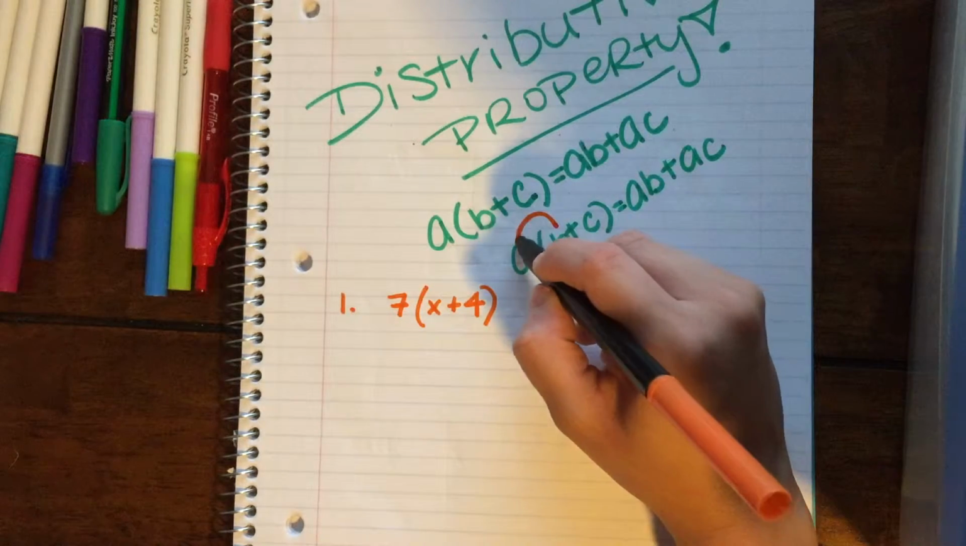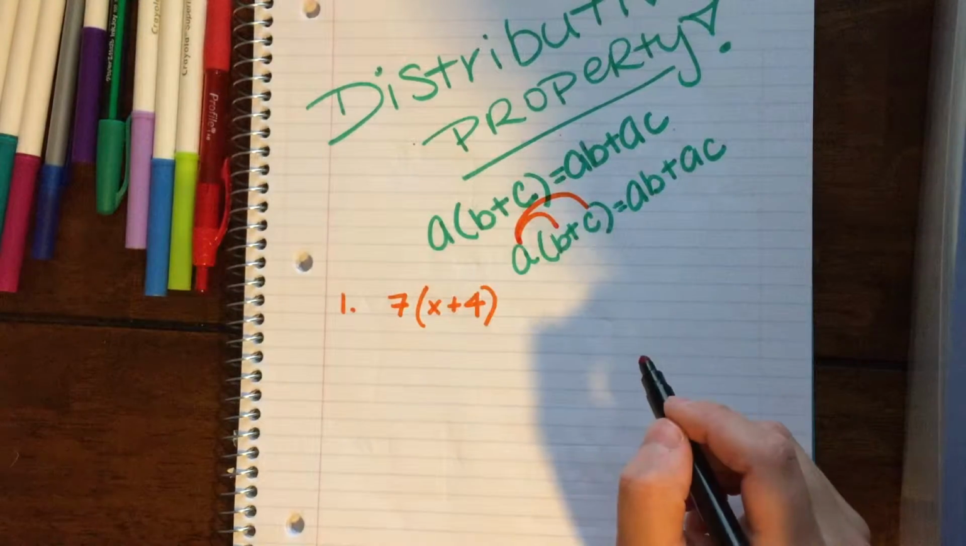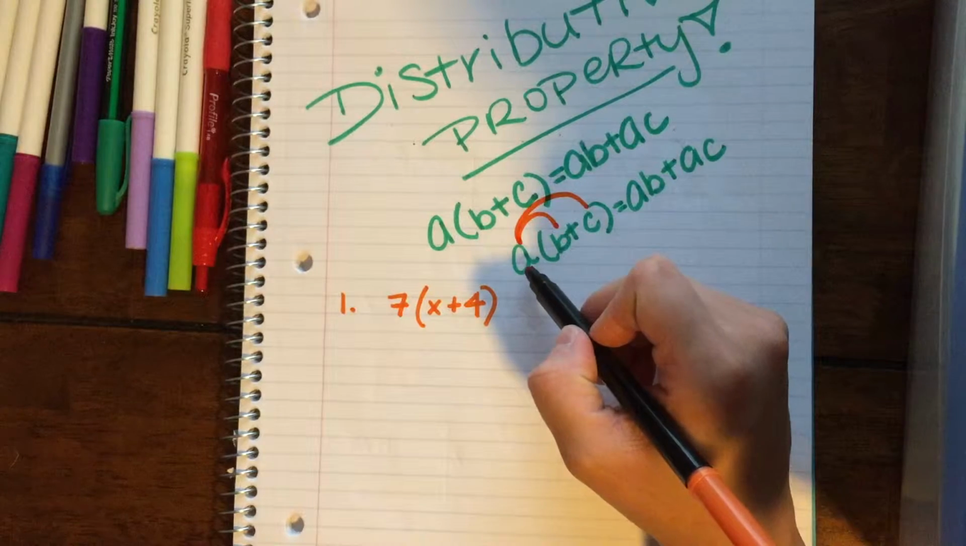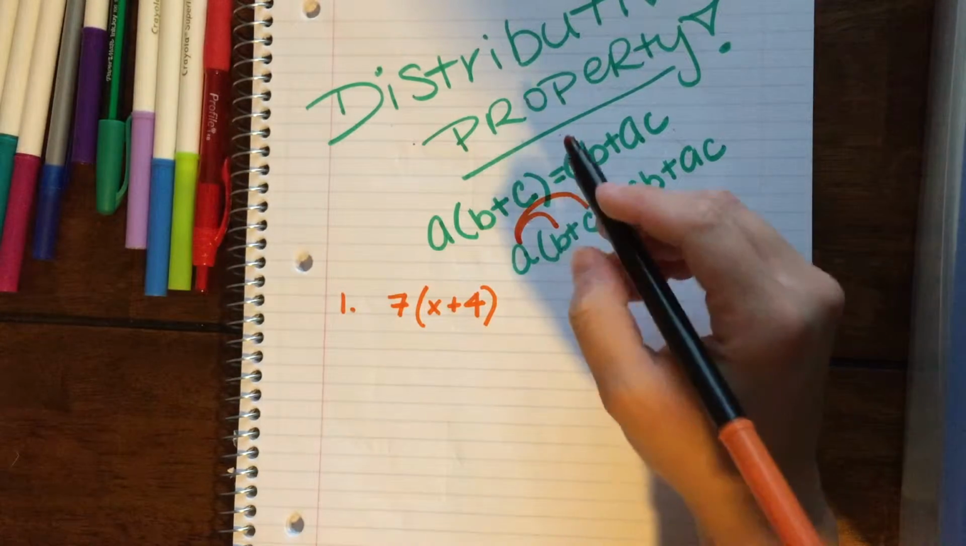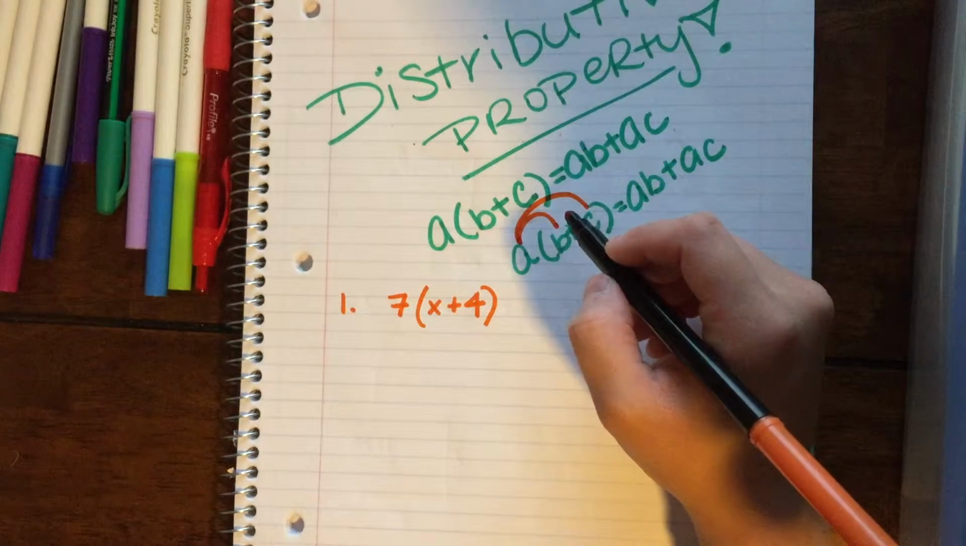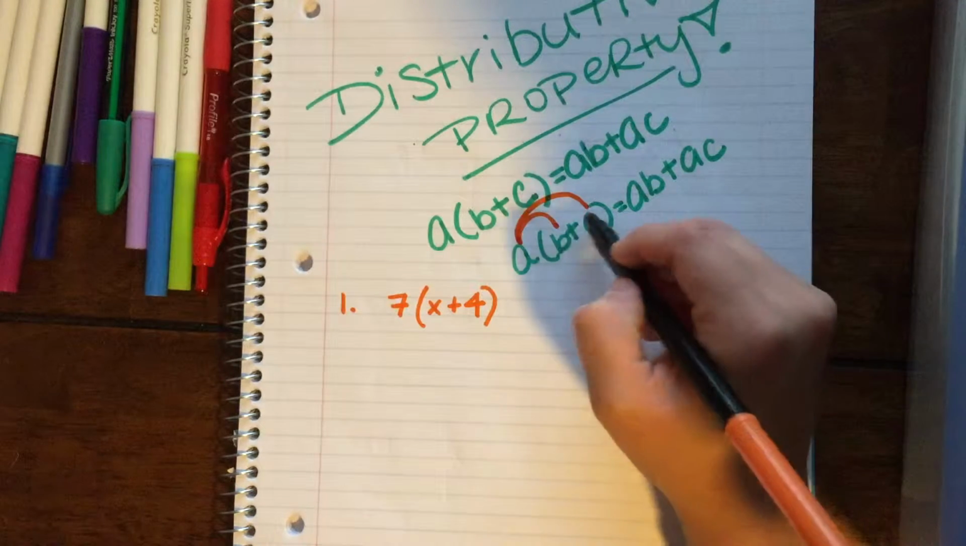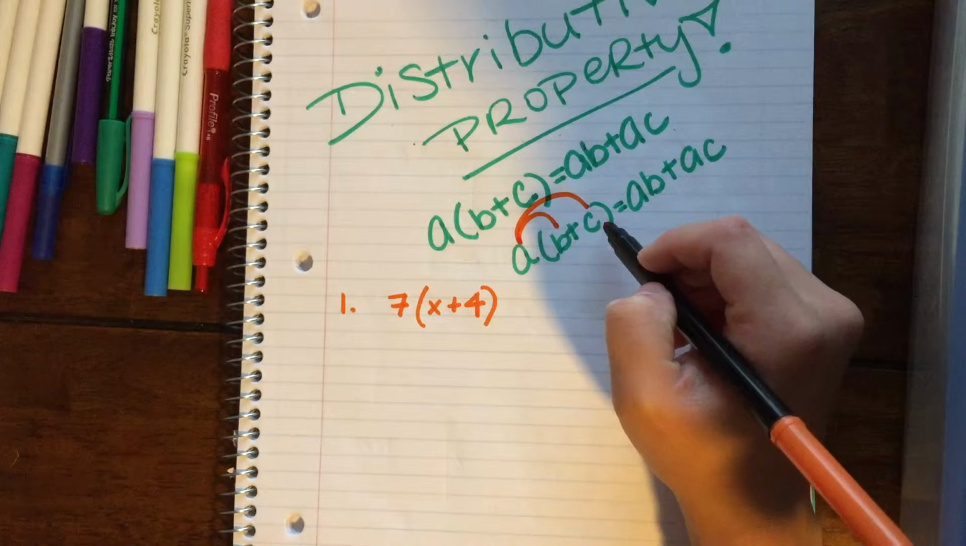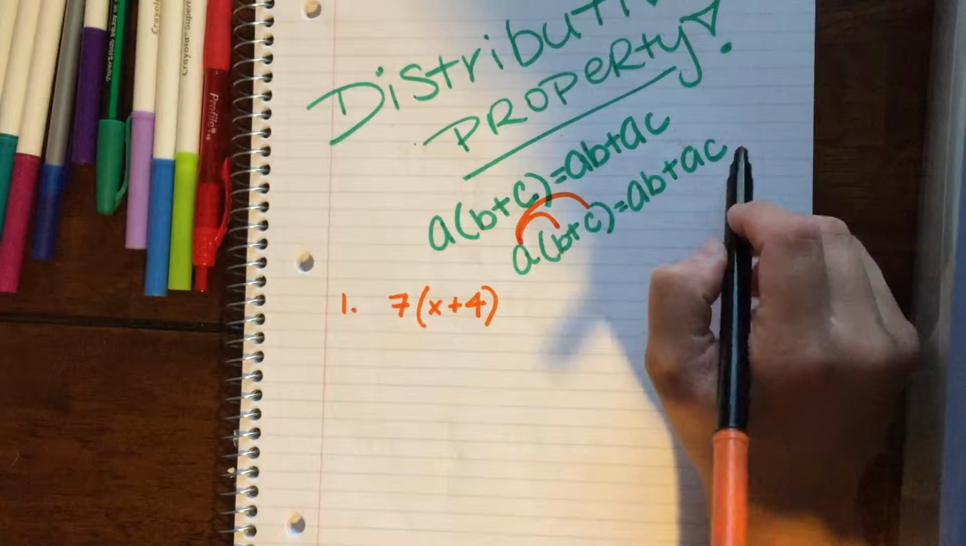So that means when I'm distributing, I multiply. So I would multiply A times B, and then I would multiply A times C. And that would be what we get on the other side.